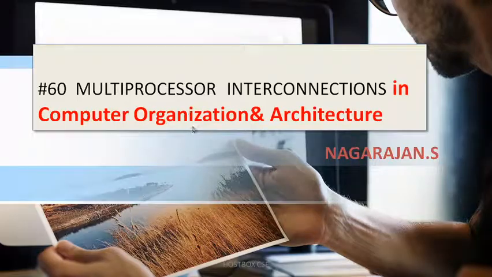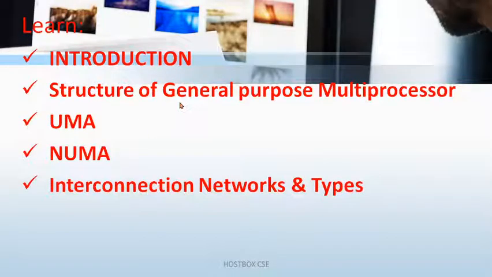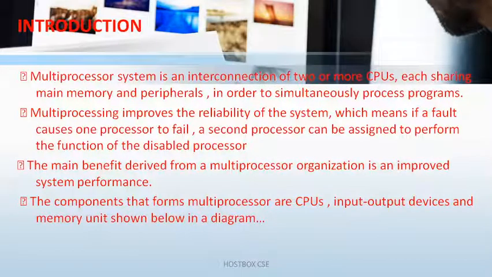The general structure of multiprocessor. These are concepts derived from and dealing with parallel computing systems. The structure of general purpose multiprocessor has two types, UMA and NUMA, and the interconnection networks like hypercube, multi-stage, crossbar and so on. We'll see them one by one with the diagram. Here the diagram is very important.